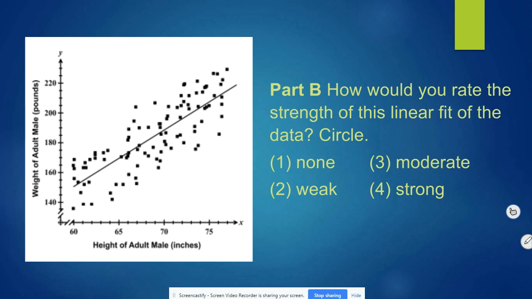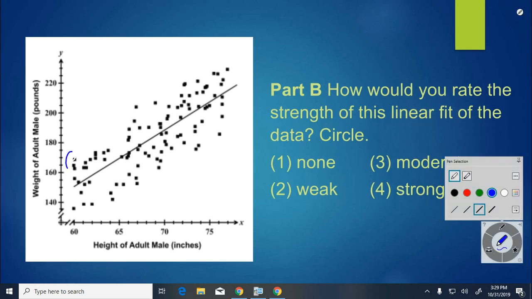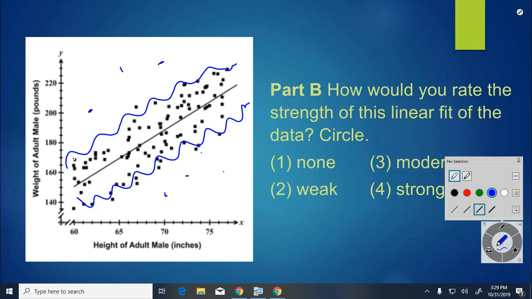Then I wouldn't say weak either because those points seem to stay pretty close together within this area are all the points. We don't have some points that are really scattered out here, but then most in the middle. That would be more of a weak relationship.